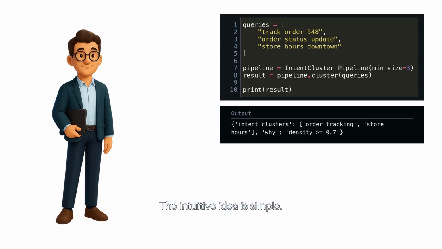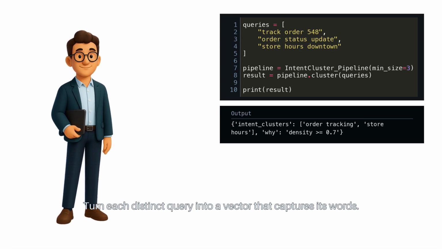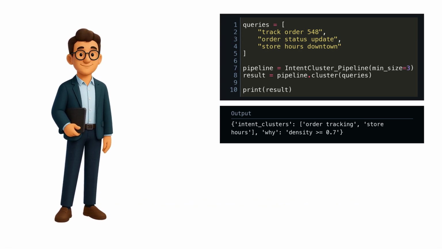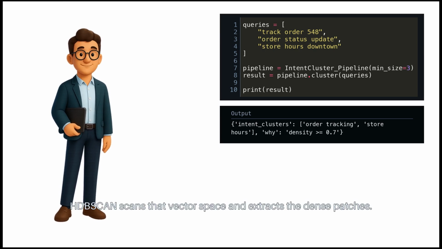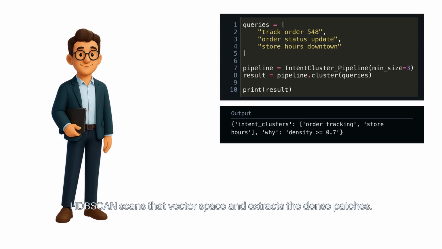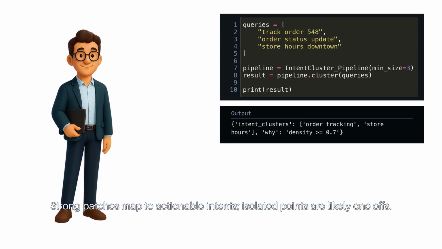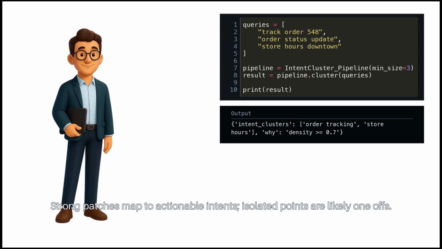The intuitive idea is simple. Turn each distinct query into a vector that captures its words. Where vectors crowd together, you probably have the same user intent. HDBSCAN scans that vector space and extracts the dense patches. Strong patches map to actionable intents. Isolated points are likely one-offs.